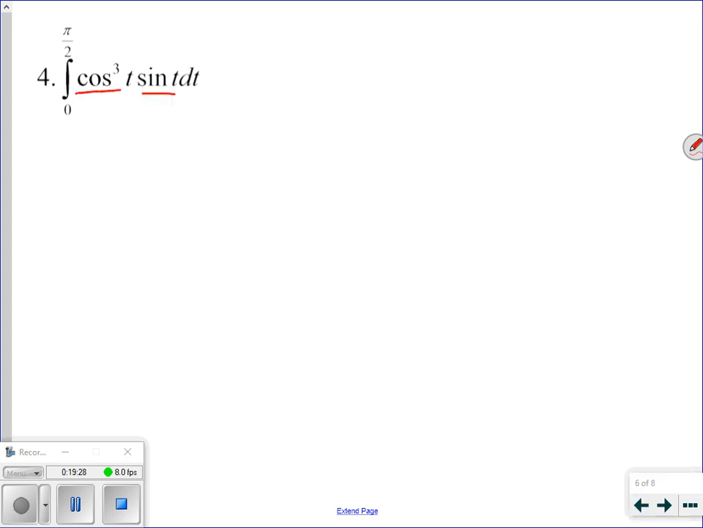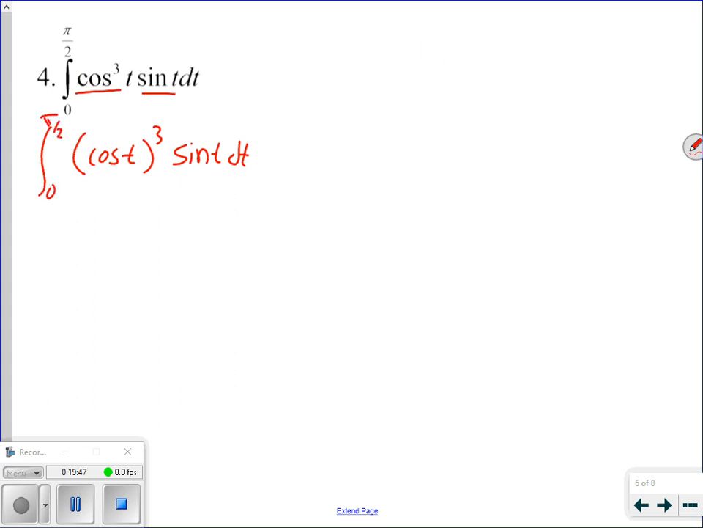We got cosine cubed times sine. U's got to be either sine or cosine. Let's just put it that way. Which one's an inner function though? It might help to write it this way. Right? Cosine cubed is the same thing as writing it like that.